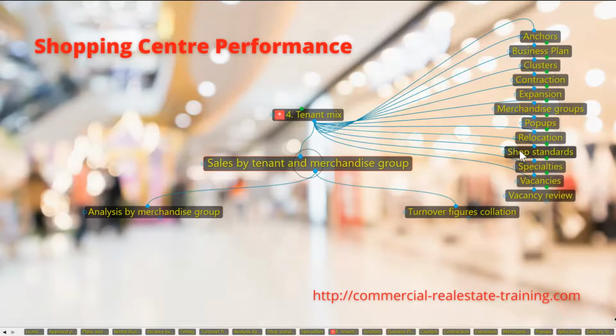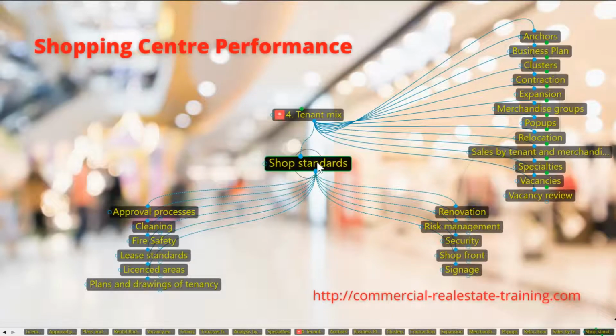Let's go to shop standards. Now, shop standards, you should have a shop standard policy relating to tenants that occupy your shopping centre. So these topics here I've put specifically for your use, but you should be adding to this as well. So the approval processes for anything that occurs in the tenancy: cleaning, fire safety devices, that's extinguishers, sprinklers, that sort of thing. The lease standards, the standard lease document, what is it? How does it work? Also, if the tenant has any licensed areas, and that would be some outside dining area or something similar.